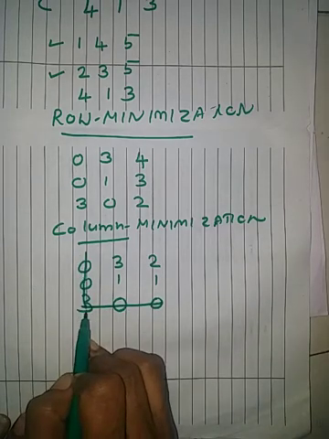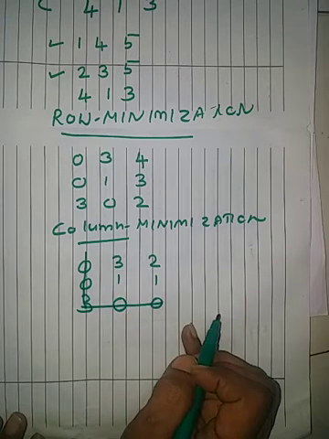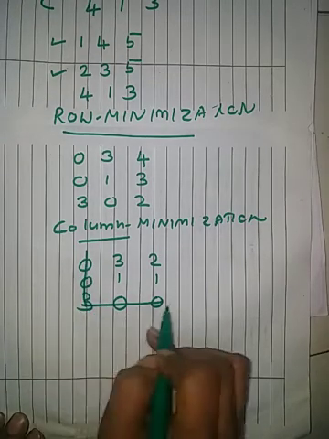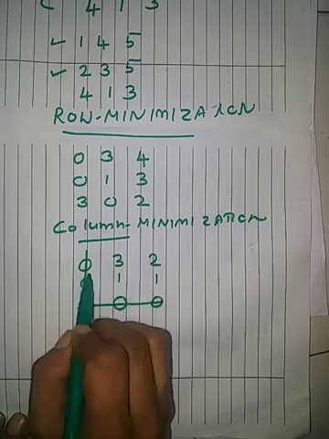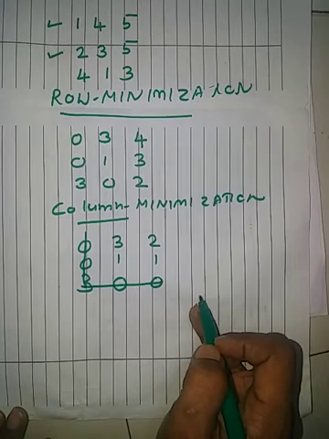2 is less than the number of columns. That is, the minimum number of lines to cover all zeros is not equal to the number of columns or number of rows. So, we have to rearrange the matrix.